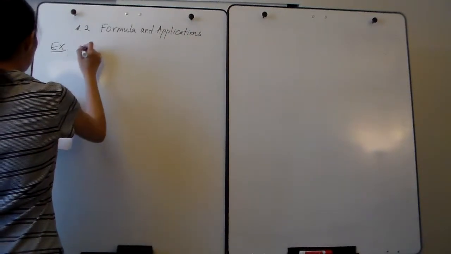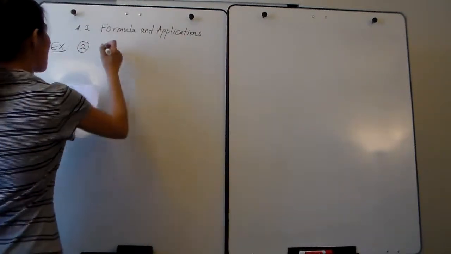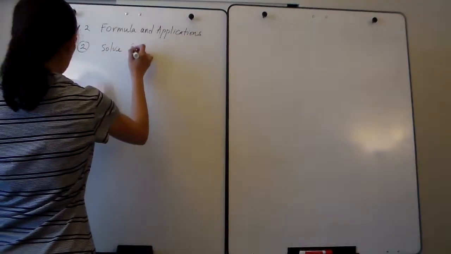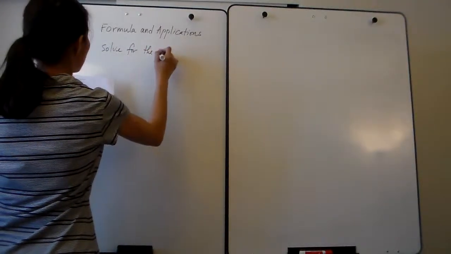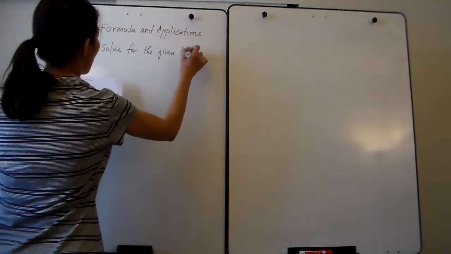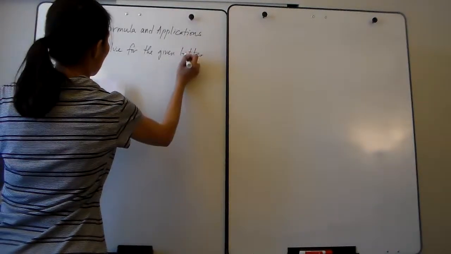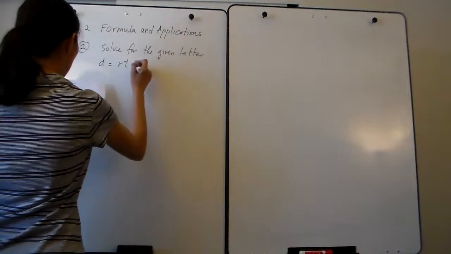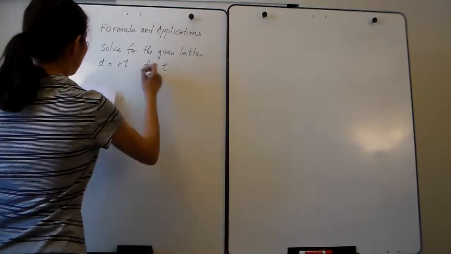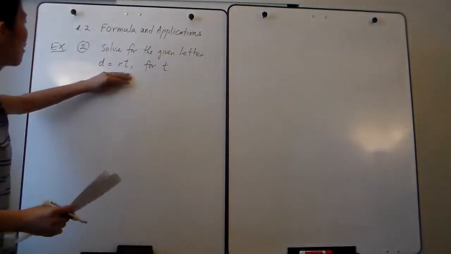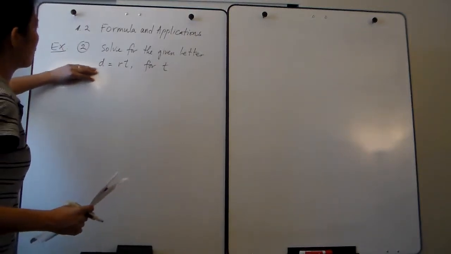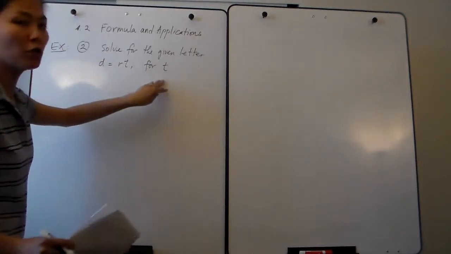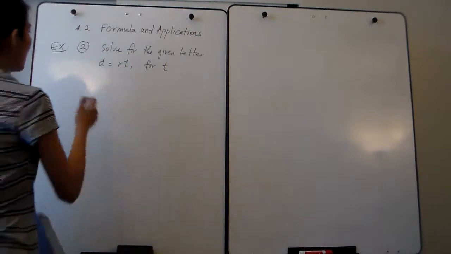This is exercise number 2. Solve for the given letter: D equal to RT, for T. So we're given this equation, a formula, D equal RT. We're looking for T. Solve for T. Solution.